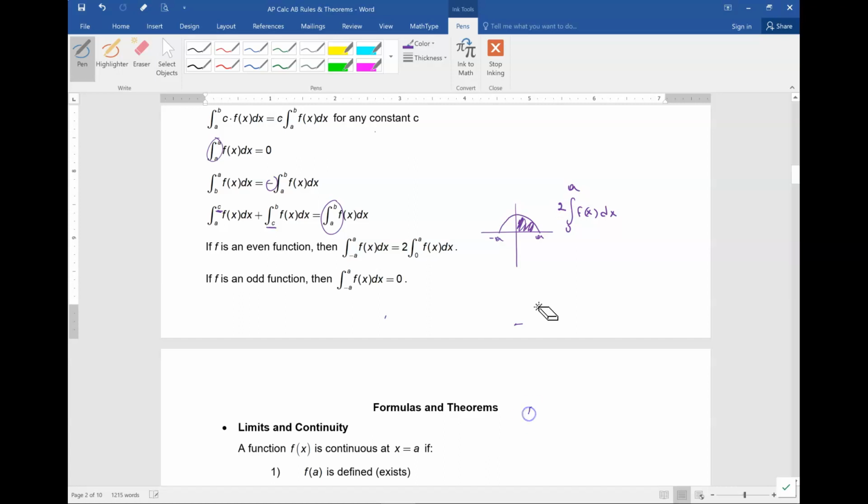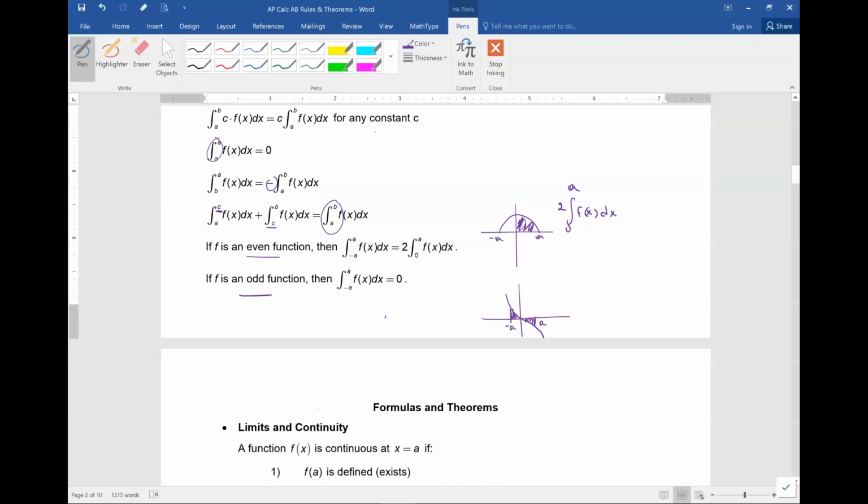And then if you have an odd function, like for example this one, and you want to integrate from negative a to a, right? Well, look at what happens here. This and this are equal amounts of area, but of negative sign, so it's just 0. Okay, so that's for an even and an odd function.